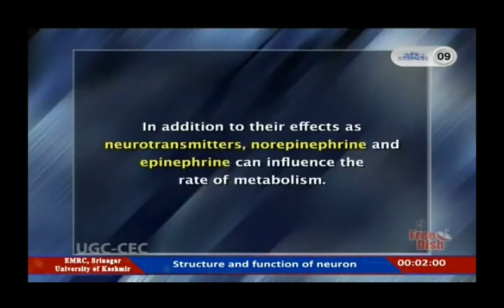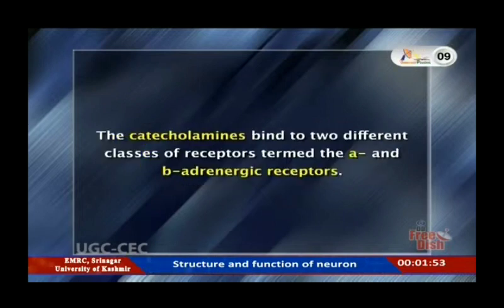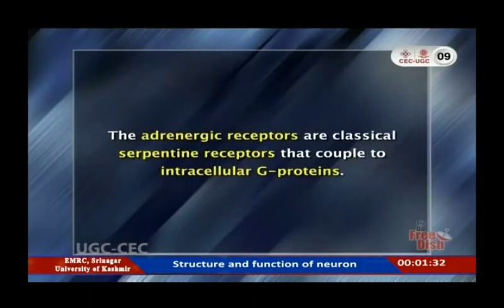In addition to their effects as neurotransmitters, norepinephrine and epinephrine can influence the rate of metabolism. The catecholamines bind to two different classes of receptors, termed the alpha and beta adrenergic receptors. The catecholamines, therefore, are also known as adrenergic neurotransmitters. Neurons that secrete them are adrenergic neurons. Norepinephrine secreting neurons are noradrenergic. The adrenergic receptors are classical serpentine receptors that couple to intracellular G proteins.